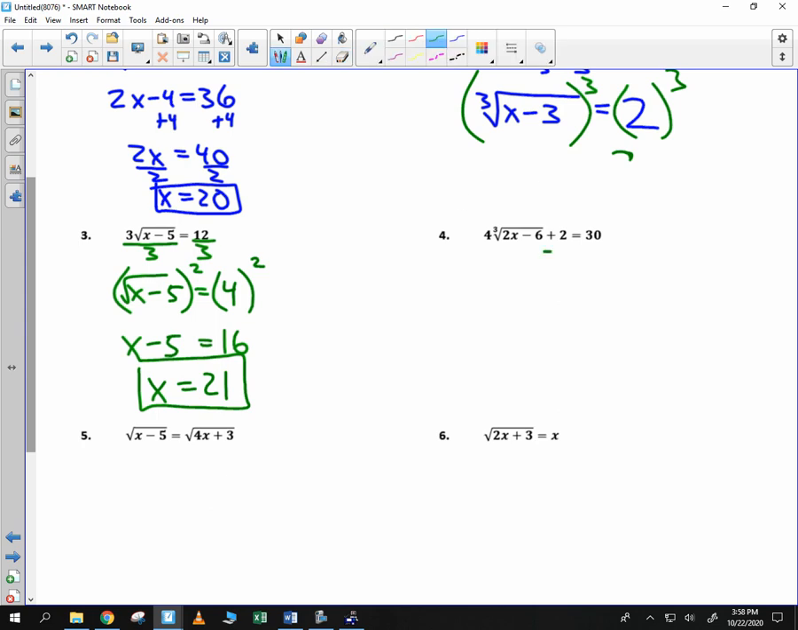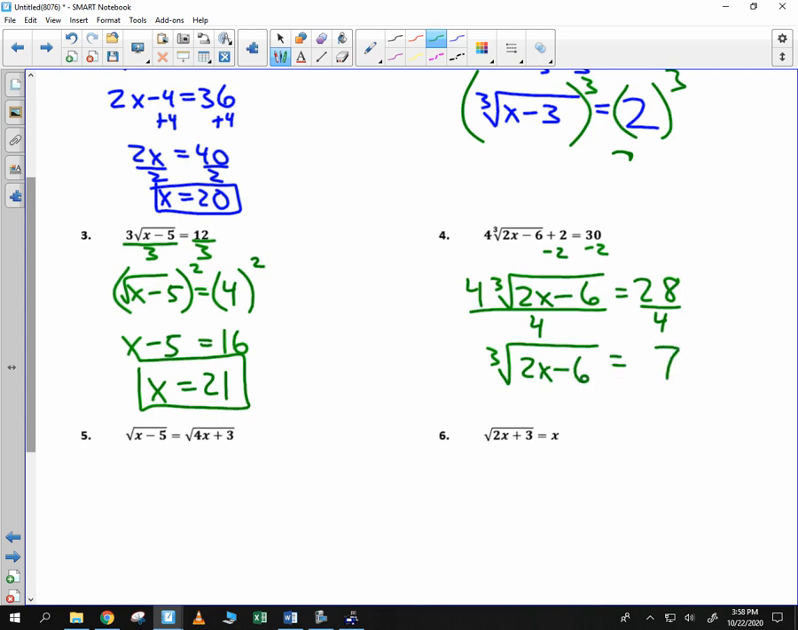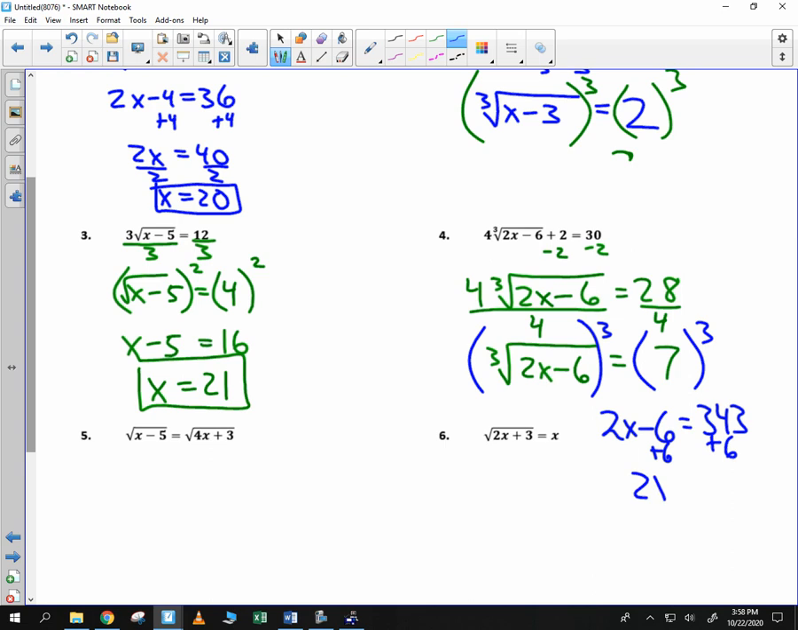In this situation, we first subtract the 2. 4 times the cubed root of 2x minus 6 is equal to 28. Divide by 4. Cubed root of 2x minus 6 is equal to 7. How do I get rid of a cubed root? You cube both sides. 2x minus 6 is equal to 343. Add 6. 2x is equal to 349. Divide by 2. X is 174.5.